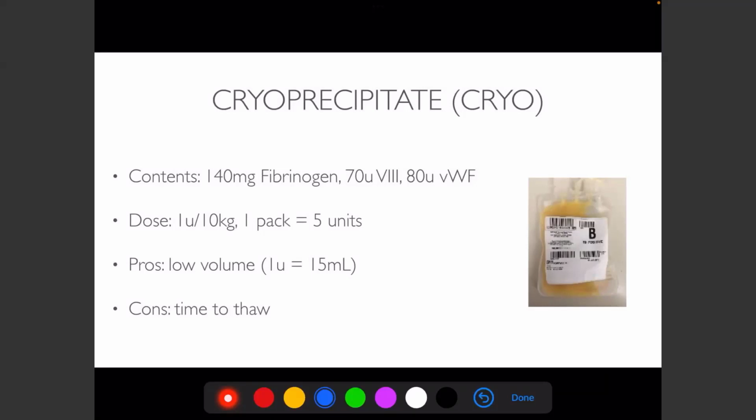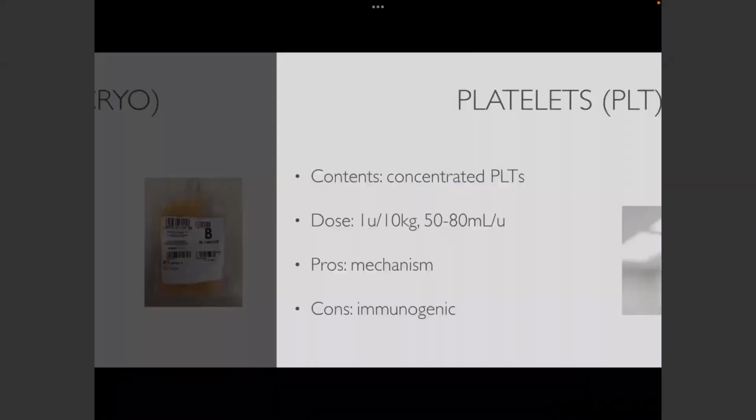And it is a little hard to remember sometimes, especially in a pinch. The Cooper order set actually says it right on the top of the product you're ordering, how much to order if you ever forget. But notice 1 unit of cryo is actually less than 1 unit of FFP in terms of how much fibrinogen you have. But the difference is obviously you're ordering 5 units at a time of cryo and not 1 unit.